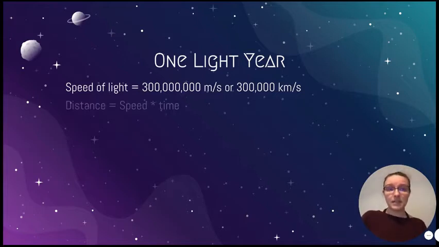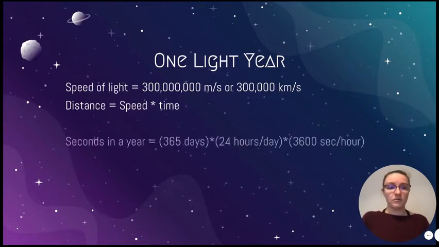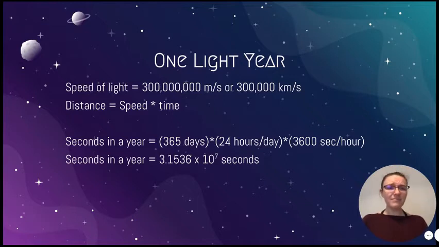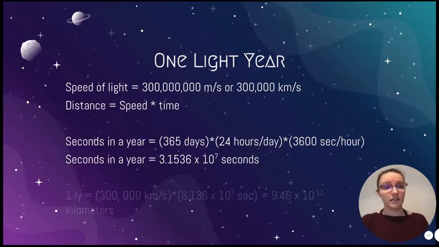To go from speed to distance, we multiply speed times time. We said this is a light year, but our speed was measured in seconds. So I need to figure out how many seconds are in a year. I'm going to round a little bit: 365 days approximately, times 24 hours in a day, times 3,600 seconds in an hour. All of that gets me to about 31 million seconds in a year. This is 3.1 times 10 to the 7 seconds, the number of seconds in a year.